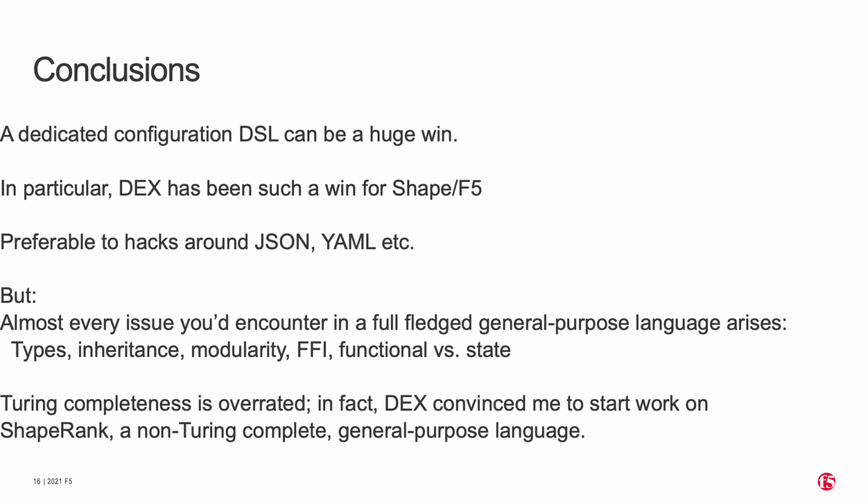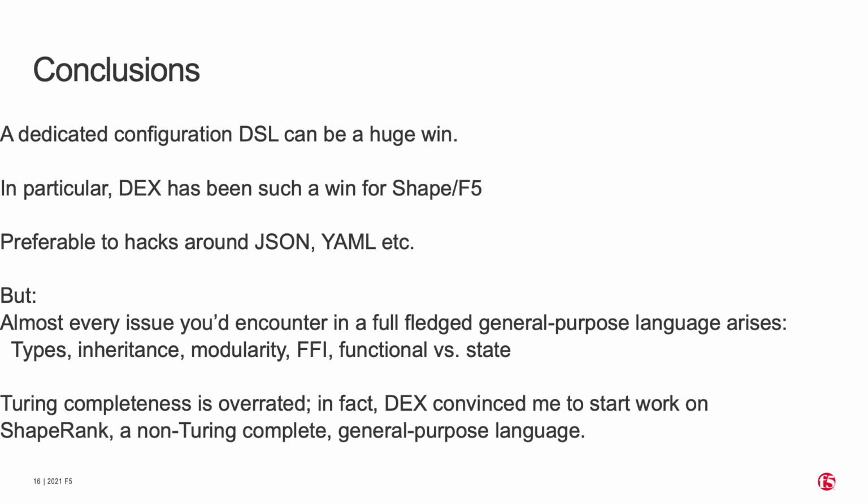The lessons here are that doing your own dedicated external DSL for configuration can be a huge win, as it has for Shape, because it really fulfills a business critical function, and it does it much better than the typical hacks that you see in industry, whatever it is, XML, JSON, YAML, blah, blah, blah. On the other hand, as with many other DSLs, most of the problems you see in a general purpose language eventually arise and have to be dealt with. Types, inheritance, modularity, foreign functions, questions of what to do if it's functional or not, and how to deal with the problems that functional languages have dealing with the outside world and with state and things like that.